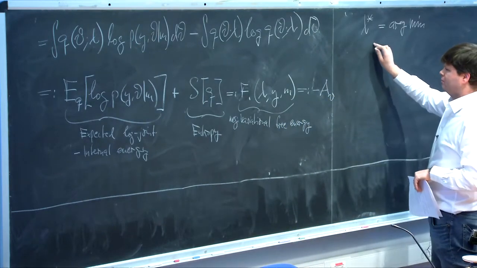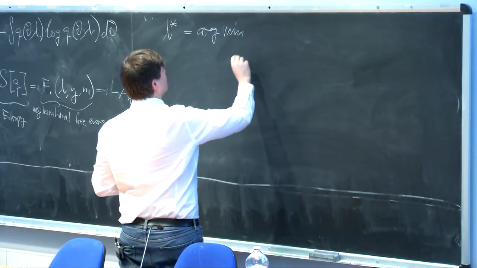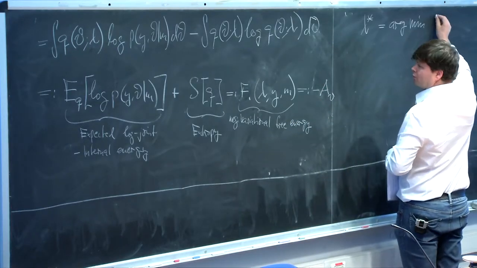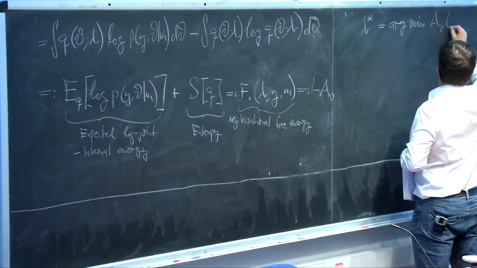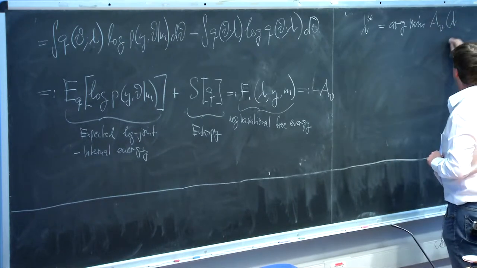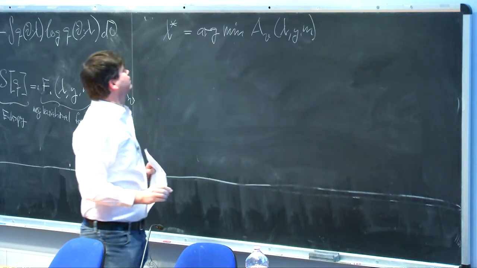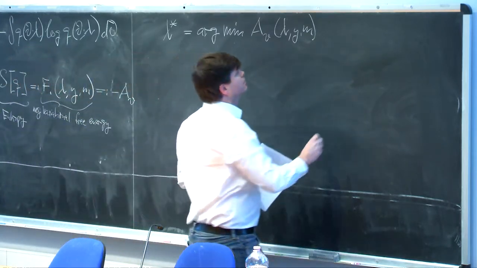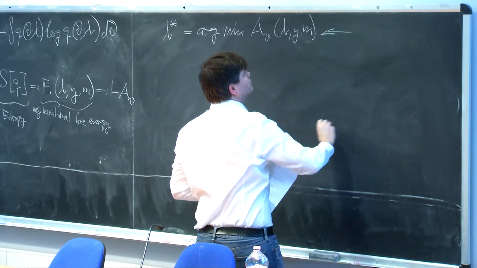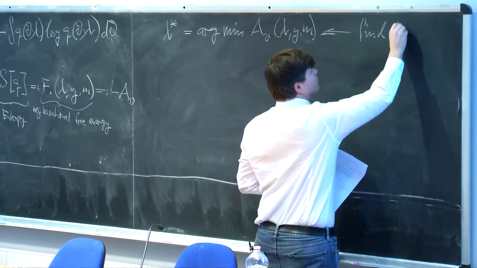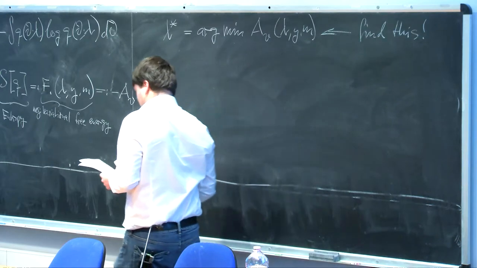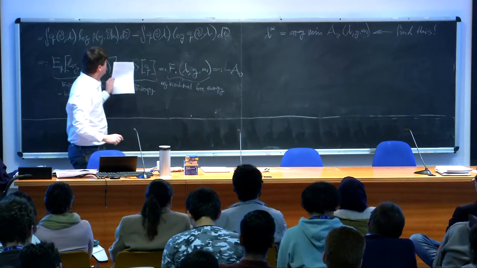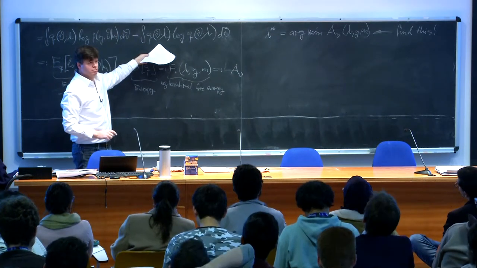So we want the lambda that minimizes our variational free energy. So argmin of AV, which is a function of lambda, Y and N, like this. This is what we want. So we want the optimal lambda, the one that makes our Q as similar as possible to the true posterior.